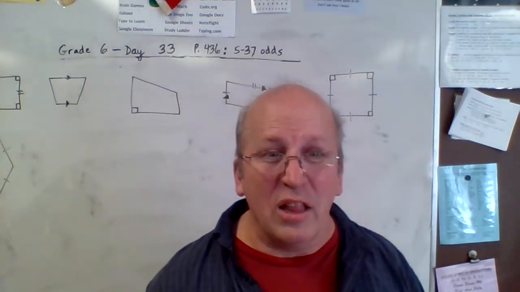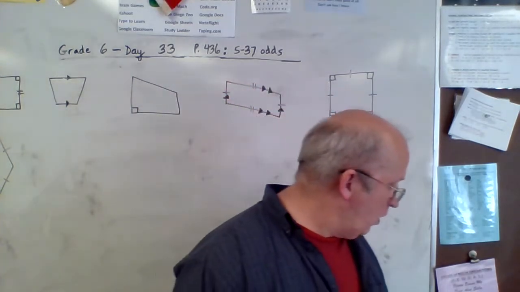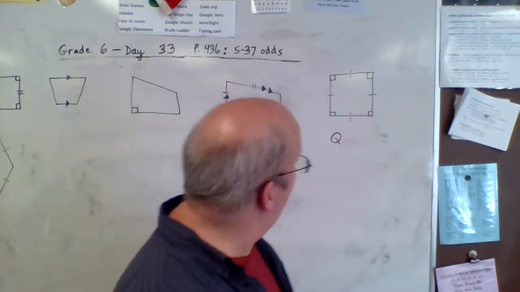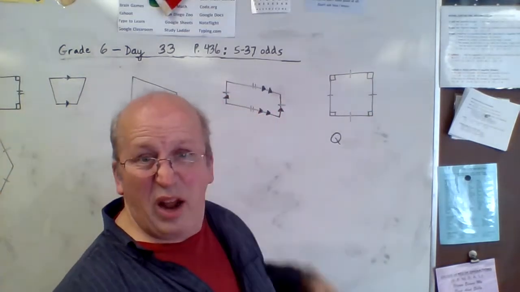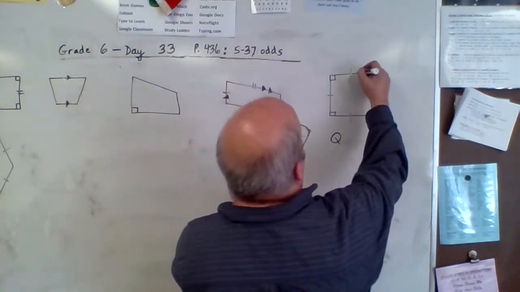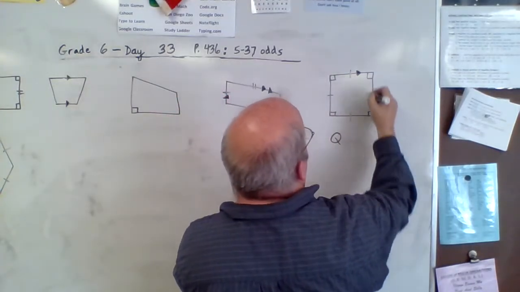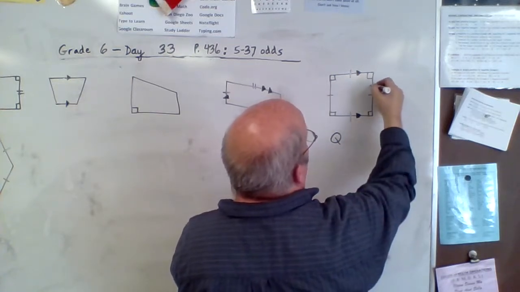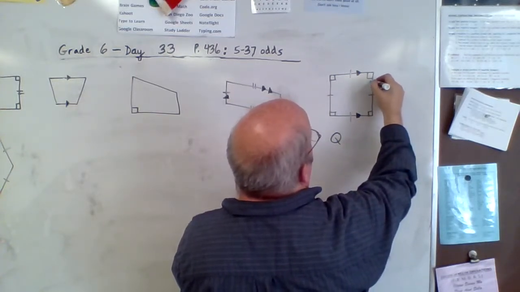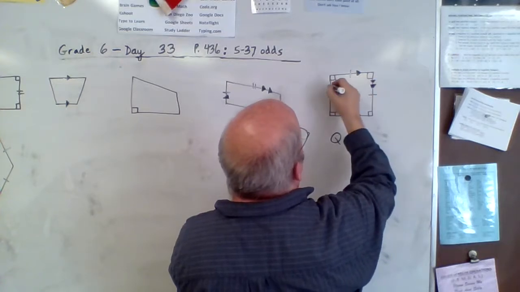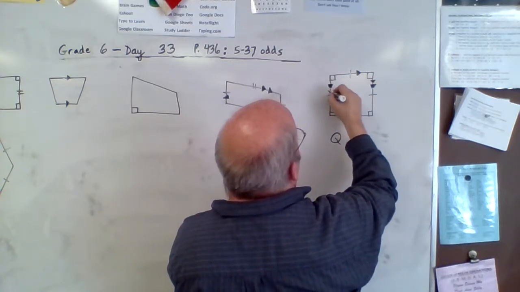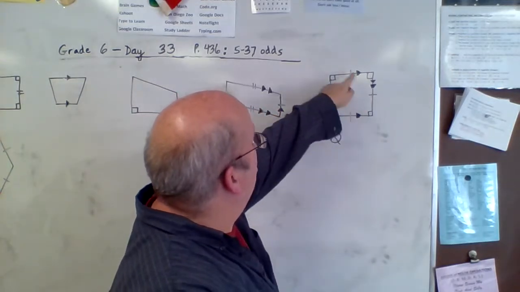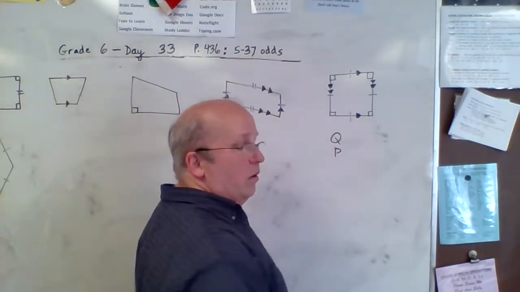How about a parallelogram? Parallelogram's definition has opposite sides parallel and opposite sides congruent, and that's what we've got here. We've got opposite sides parallel, we've got opposite sides congruent. We could put a little arrow here, a little arrow here that tells us that this and this are parallel. We could do the same thing over here. We could put a couple of these arrowheads here and here because the opposite sides are parallel and the opposite sides are equal. So we could call this a parallelogram.